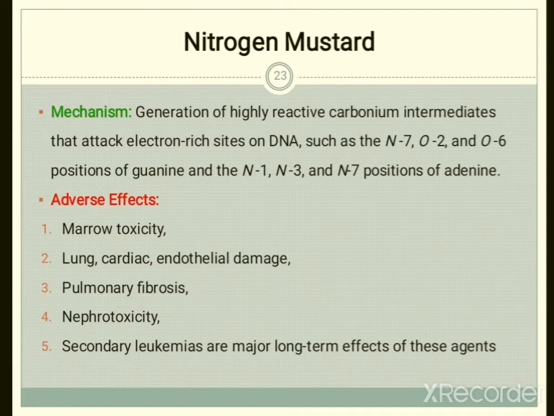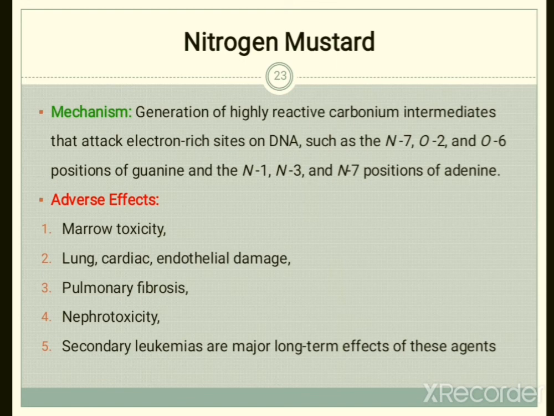So there is generation of a highly reactive carbonium ion intermediate that will attack the electron-rich sites of the DNA, such as N7 or O2, O6. Just remember these positions for your GPAT examination: electron-rich sites on the DNA. N7, O2 and O6 are positions of guanine, and N1, N3 and N7 are positions of adenine. So this is the mechanism of action of the nitrogen mustards.